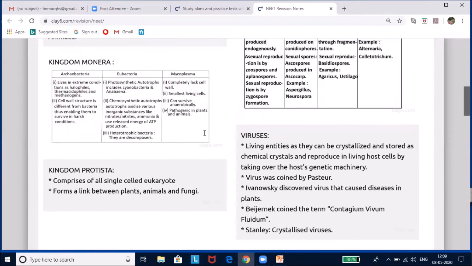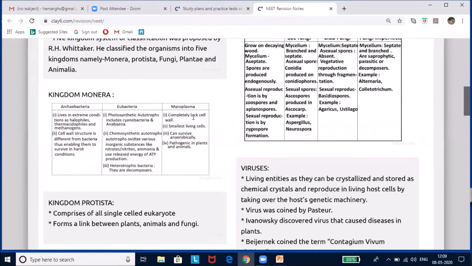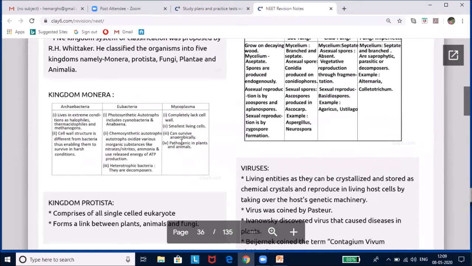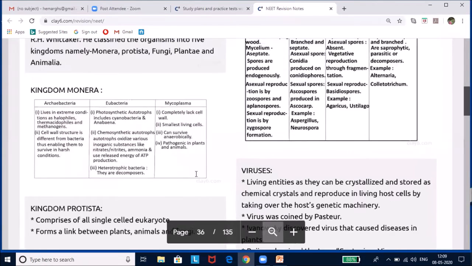Now let us look into mycoplasma. These are extremely small organisms. Their size is about 0.3 microns. They completely lack a cell wall. These are the smallest living cells, can survive aerobically, and are pathogenic in most plants and animals. So whatever you have studied over 3 pages, we have tried to put in a concise form in the form of an organizer. So this is about kingdom Monera.